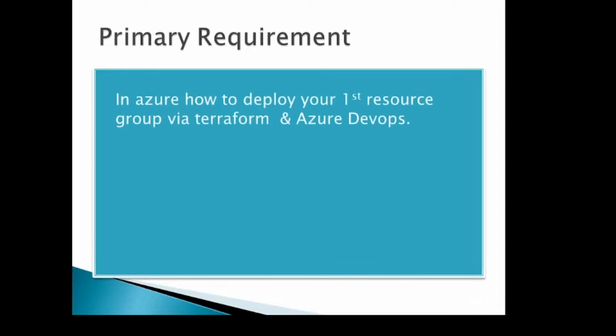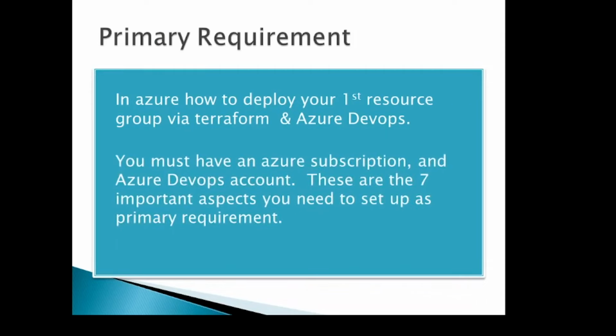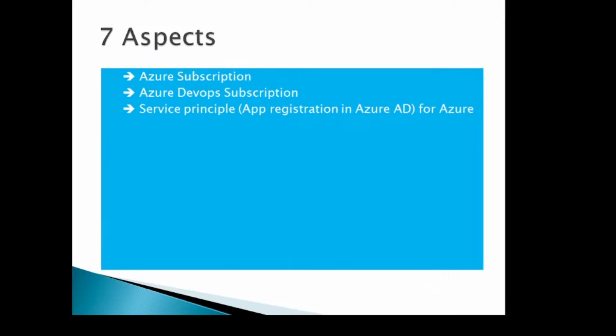Are you stuck somewhere? I know you are. These are the 7 important aspects you need to set up as primary. First, an Azure account. Second, an Azure DevOps account. Third, create a service principal app registration in Azure AD for Azure DevOps. Fourth, contributor role for your Azure DevOps SP. Fifth, create a service connection in Azure DevOps and authenticate against the Azure subscription.